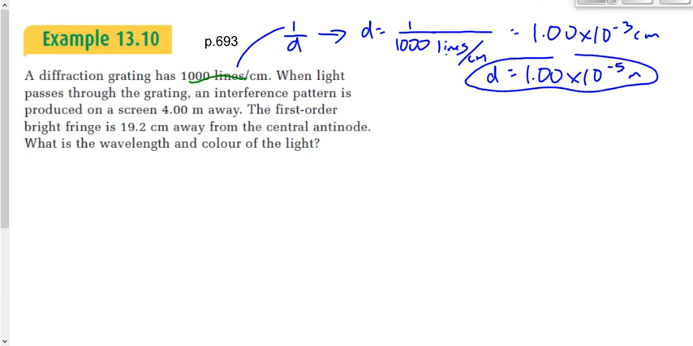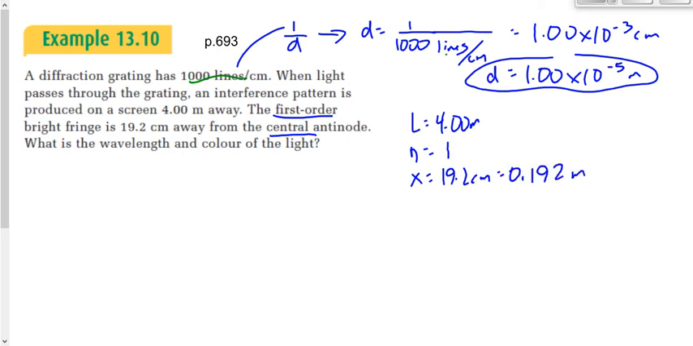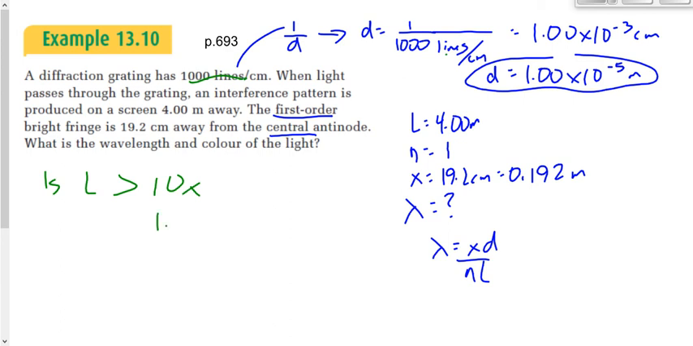When light passes through the grating, an interference pattern is produced on the screen 4 meters away, this is L. The first order bright fringe, central, first order, middle, n is going to be equal to 1. x is 19.2 centimeters, or 0.192 meters. What's the wavelength? We won't worry about the color. Want to use this equation, but can we? x is 0.192, multiplied by 10, 1.92. L is 4. Is L greater than 10 times x? Yeah. So it's okay to use that one.